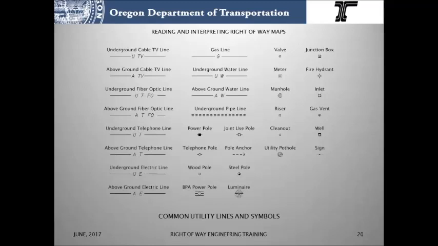Valves, different. We have valves, junction boxes, meters, hydrants, manholes, inlets, risers, vents, cleanouts. Now, got to remember a valve, a meter, junction box could serve different types of utilities. So you may see a junction box symbol there, but you have to look to see which utility it actually is associated with.